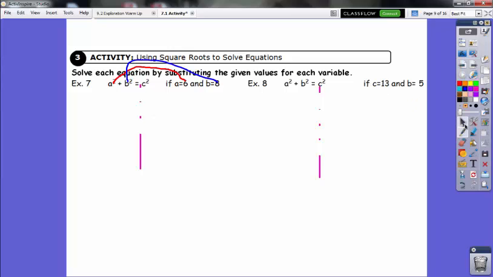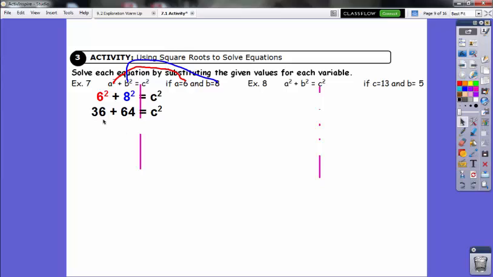an 8 right there. So if I plug these in, I would then have 6 squared because that's a, 8 squared because that's b, and c squared is still c because they didn't tell me to plug anything in for c. Well, then I evaluate. 6 squared is 6 times 6, which is 36. 8 squared is 8 times 8, which is 64. And then I still have c squared there.